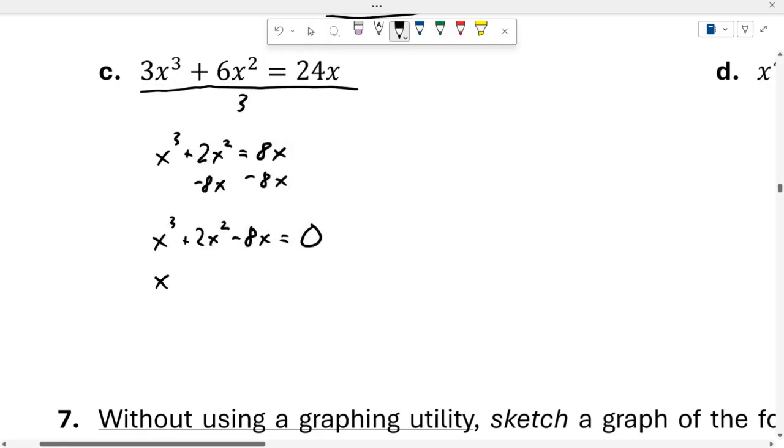So our GCF is x, all right, and when I factor it out, I end up getting x times x squared plus 2x minus 8 equals 0. All right. So now that leaves, inside the parentheses, a quadratic, right? So x squared plus 2x minus 8. And as we saw in part A, if you want to solve a quadratic, you could theoretically use the quadratic formula, but this question is set up deliberately for you to use factoring.